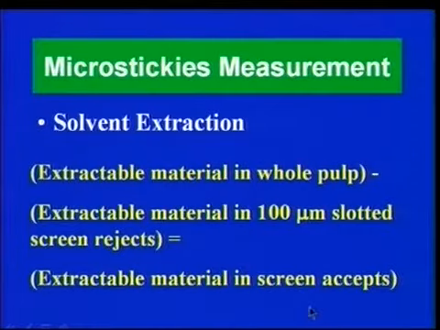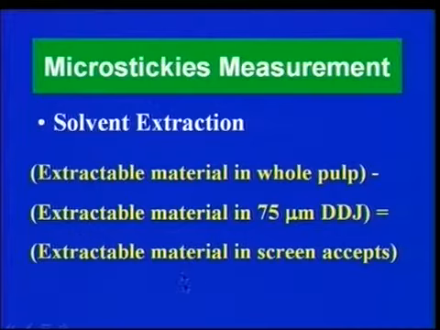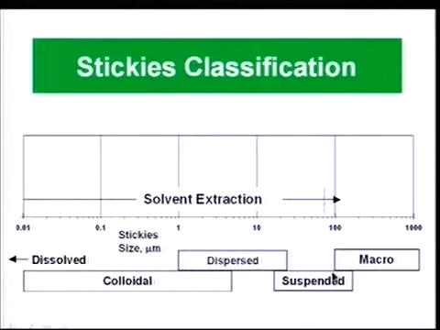For example, the solvent extraction method, where we dissolve the stickies from the whole pulp and from the screened pulp, and from the difference in the extractable material, we calculate the amount of microstickies. So the difference in the weight of the extractable material is used to calculate the amount of microstickies by solvent extraction. So the solvent extraction method essentially measures all the stickies from 110, 120 micron all the way up to the very small size.